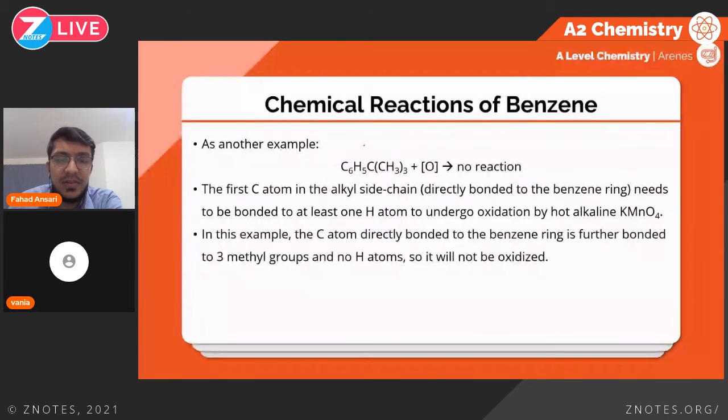And over here, what's basically happening is you have a benzene ring. And this is bonded to a carbon atom that is further bonded to three methyl groups. Now, remember that the carbon atom that is directly bonded to the benzene ring, this one, has to be oxidized to the carboxylic acid functional group. But that can only happen when that carbon atom that's directly bonded to the benzene ring is further bonded to at least one hydrogen. If it's not bonded to any hydrogens, then there will be no reaction.